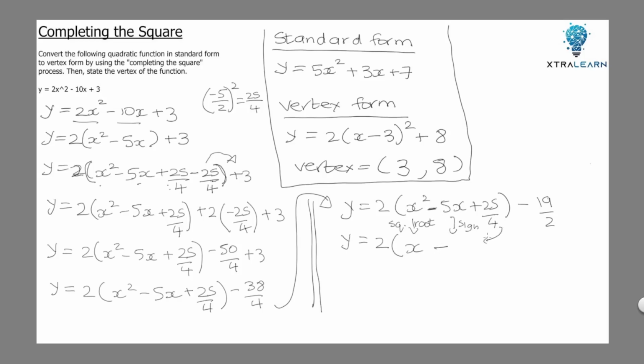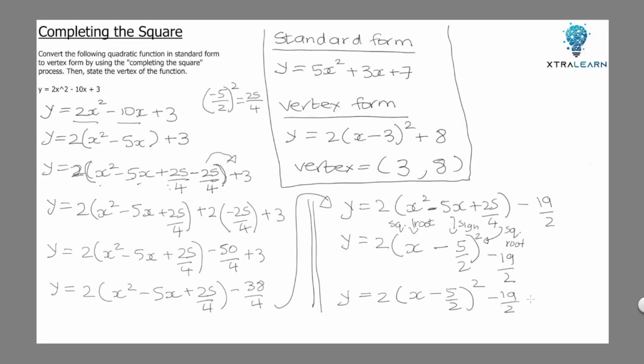And finally, from the last term, the 25 over 4, I'm going to square root that as well. And if I square root 25 over 4, the square root of 25, the numerator, is 5. And the square root of the 4, the denominator, is 2. And don't forget about this minus 19 over 2. I'll just write it on the side here. And the final thing we have to do is put a squared on that. So our final answer is 2 bracket x minus 5 over 2 squared minus 19 over 2.